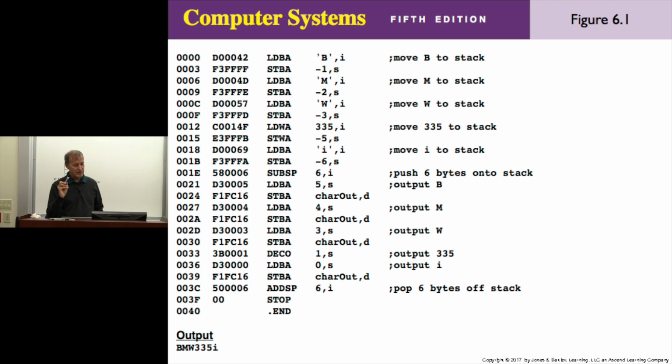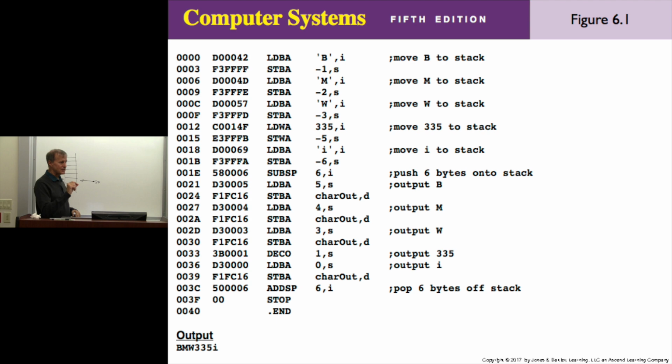So now, let's take a look. What's the very first instruction? Load byte accumulator what? Well, the single character B. Addressing mode? Immediate. So do you see that puts the B into the accumulator?